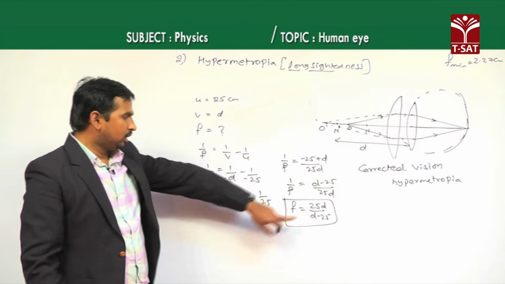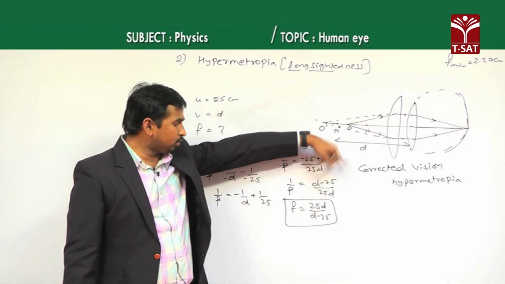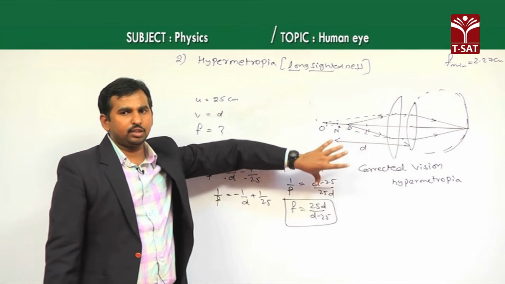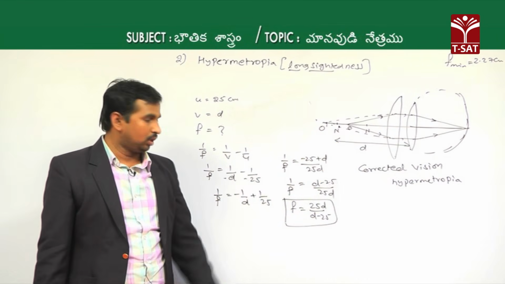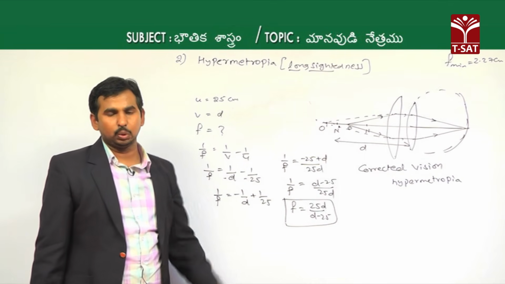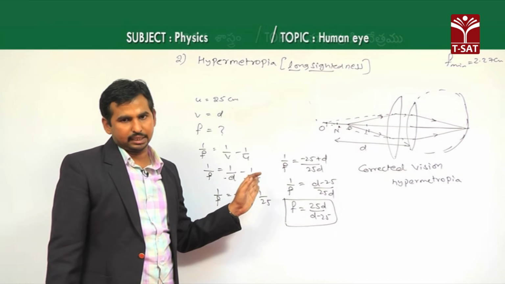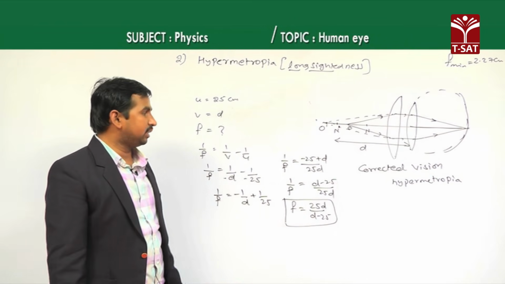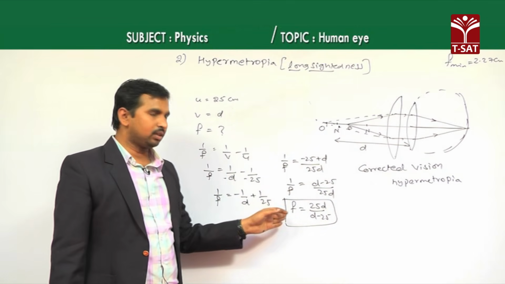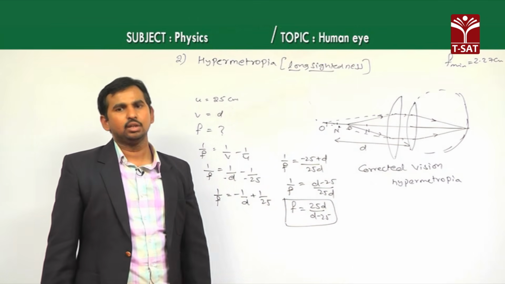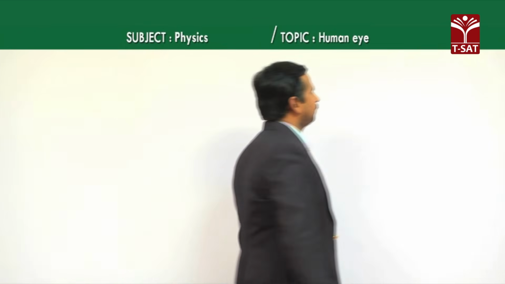If you observe, d is more, 25 is less. Sorry, n is up to 25, and d means more than 25. So, the d minus 25 value is positive, so f is positive. If f is positive, the required lens is a convex lens. In that way, we can decide that the suggested focal length for hypermetropia is f is equal to 25d by d minus 25.